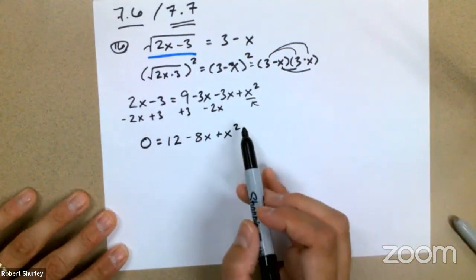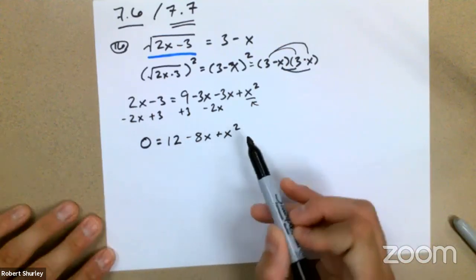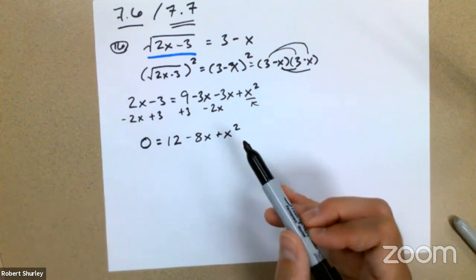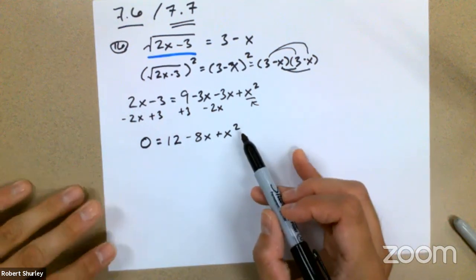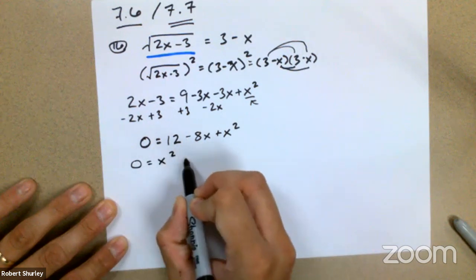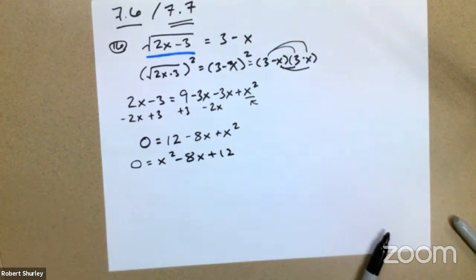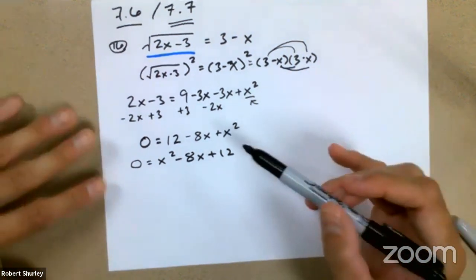Now look, I'm going to write this in descending order because we can do the quick factoring. Remember, if x squared was by itself, we could do the quick factoring. So I'm going to write this a little differently. I'm going to say 0 equals x squared minus 8x plus 12. We can change the order, right? It's all addition or subtraction. And then, okay, so solving by factoring.